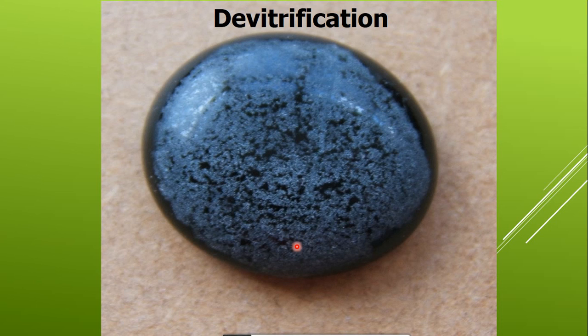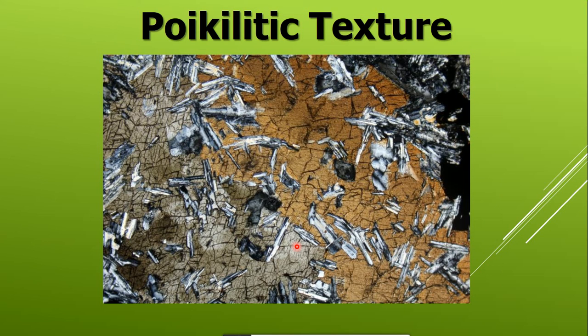You can see. Poikilitic texture is just the opposite of porphyritic texture, in which small grains are surrounded by a large grain. This is formed due to solution mixing, and here you can see the small grains are surrounded by a large grain.